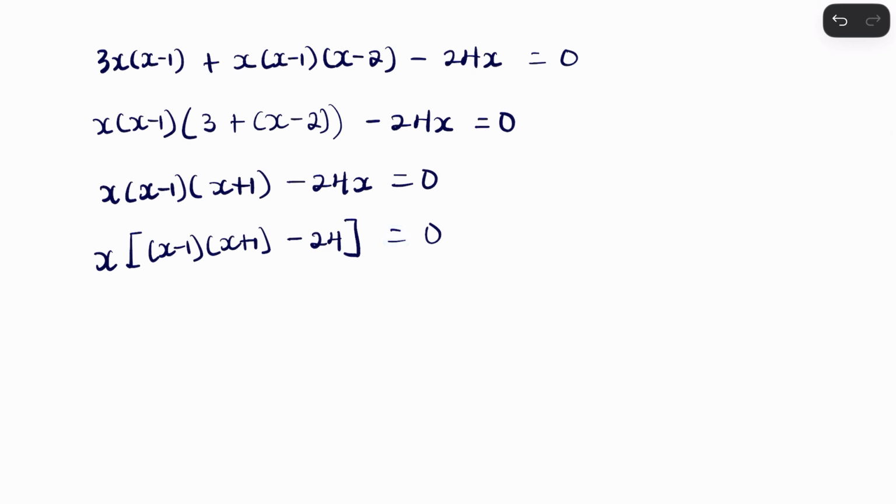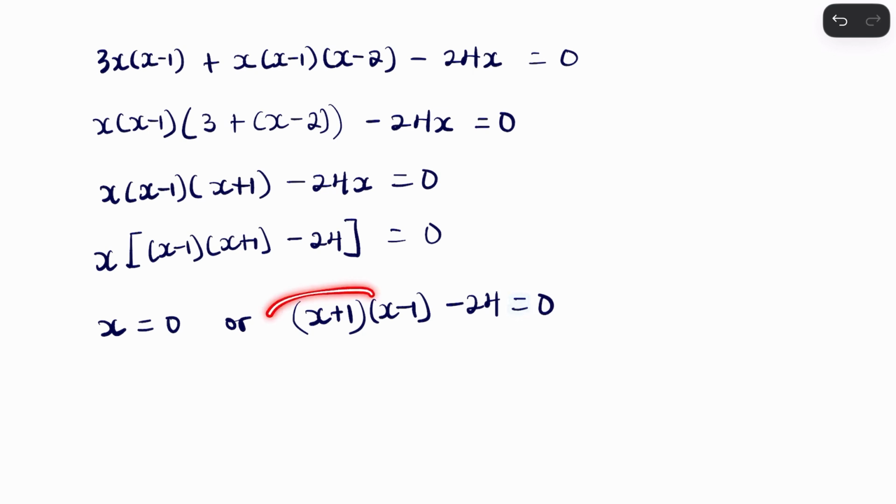And so here we have x is equal to 0, or x plus 1 times x minus 1 minus 24 is equal to 0, right? So now let's solve this equation here. We are going to expand this, and this is the difference of two squares. So this will simply become x squared minus 1 minus 24 is equal to 0. So x is equal to 0, or x is equal to this guy, right?